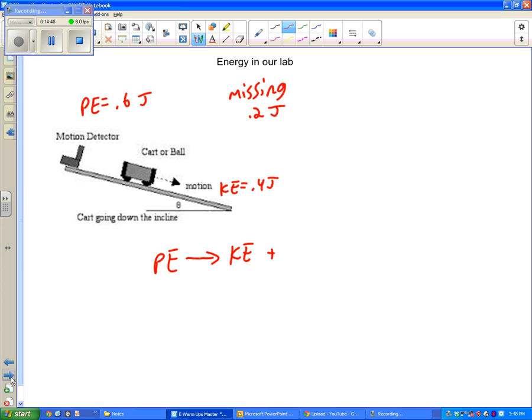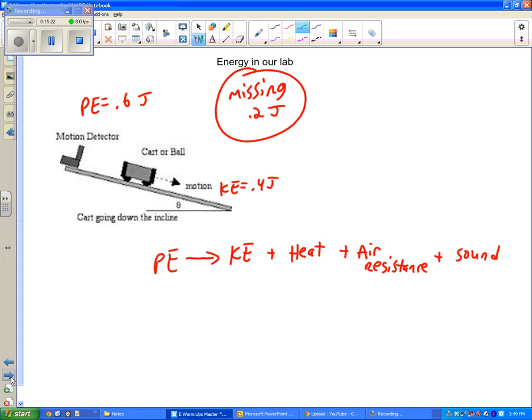For one, we had friction. The wheels were rubbing against the track, and we know from friction when things rub, we get heat. So some of that 0.2 missing energy went into heat. And some of that energy also went into air resistance. And some of it went into sound, because we heard the car going down the track.